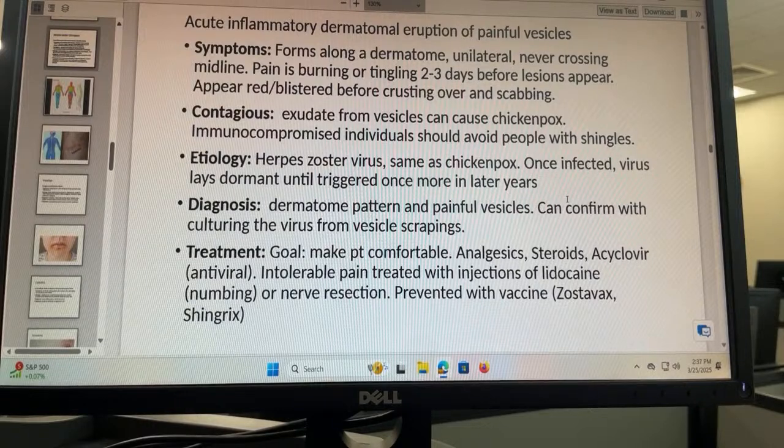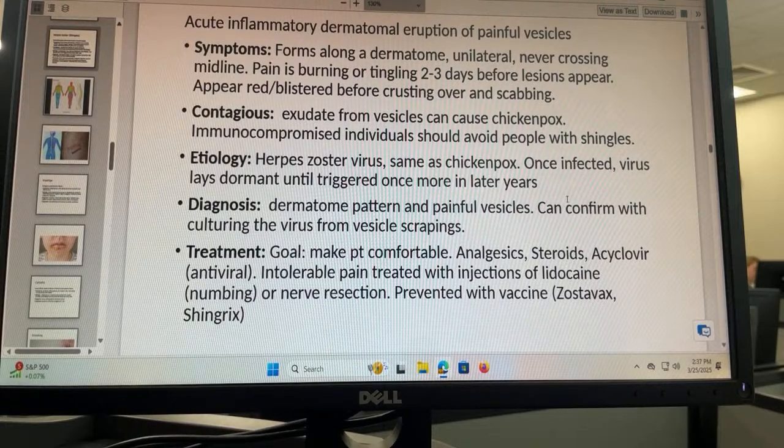Antivirals don't kill viruses. Like antibiotics do kill bacteria, but we don't have anything that kills viruses, just slows them down. If the pain is too severe, they can do injections of lidocaine. Lidocaine is the same kind of thing they inject when you go to the dentist into your mouth, and it gives you that numb lip and numb gum feeling.